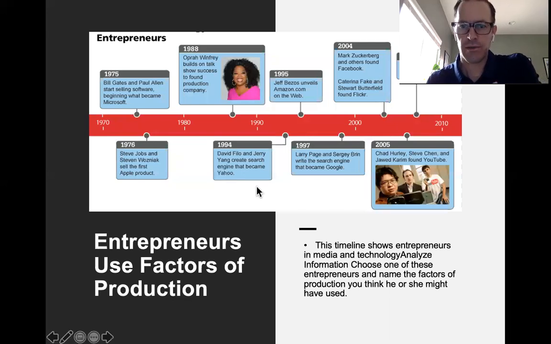Okay, so here we have a timeline and some more contemporary examples. All right, so down here, the timeline shows entrepreneurs in media and technology analyze information. Choose one of these entrepreneurs and name the factors of production you think he or she might have used. Okay, I've asked you this question on Google Classroom, so use the online version of the text. Find me the necessary information to be able to explain something about Oprah, Bill Gates, Steve Jobs, all right? So those will be due, that's part of our overall assignment that's gonna be due on Friday on Google Classroom.